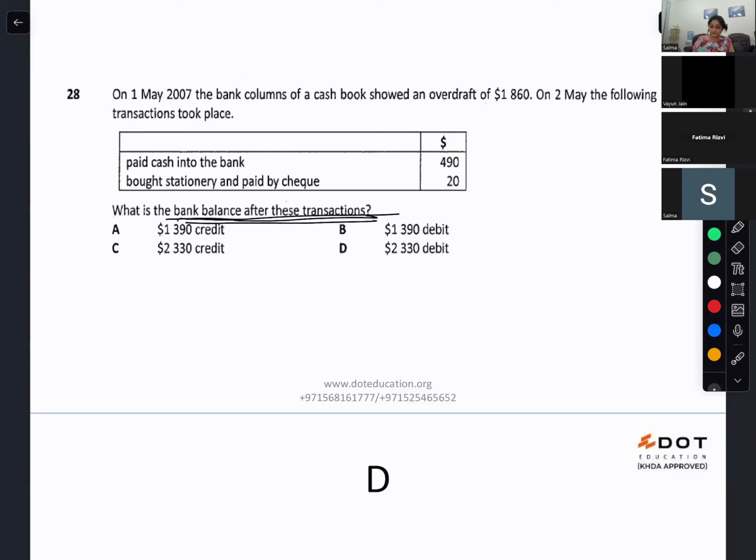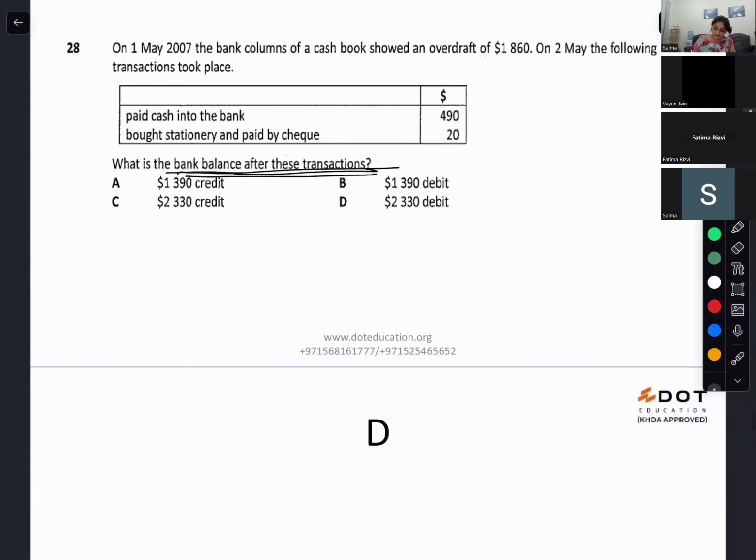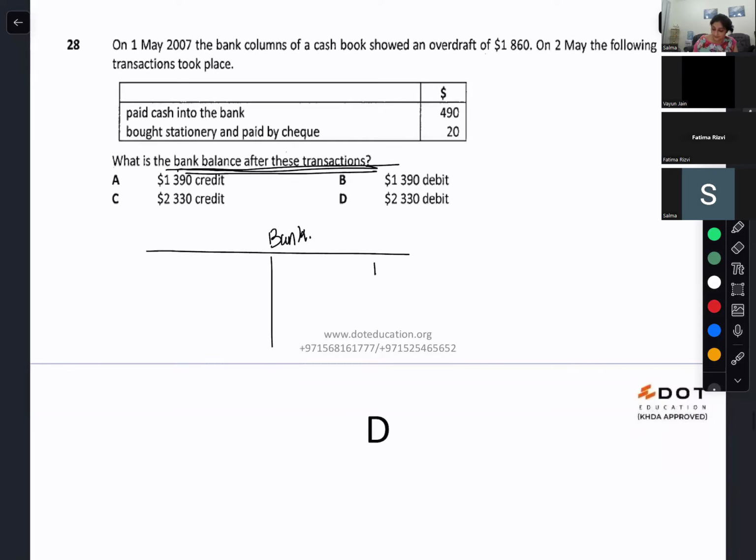Fatima, what do they want from you? They want the bank balance after the transactions. Okay, fine. Come on, start. The bank column of a cash book showed an overdraft of 1,860. Read this properly. Overdraft of 1,860. That's credit side. Okay.